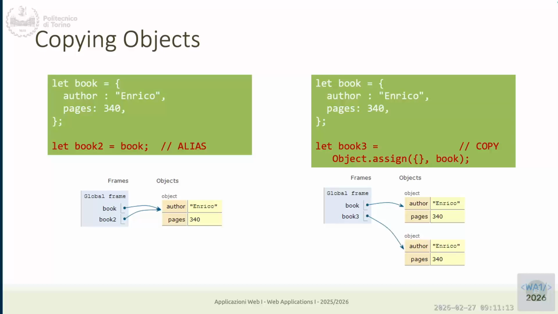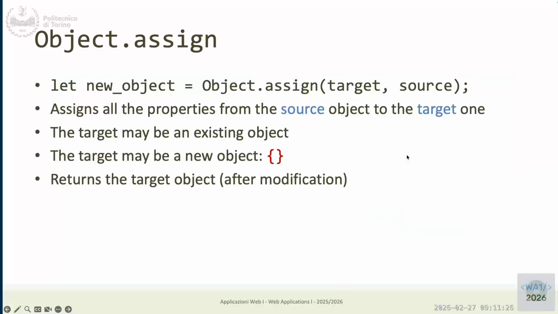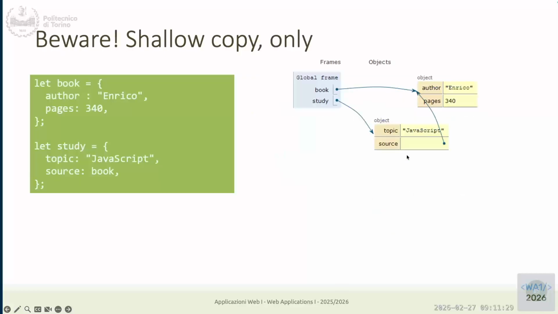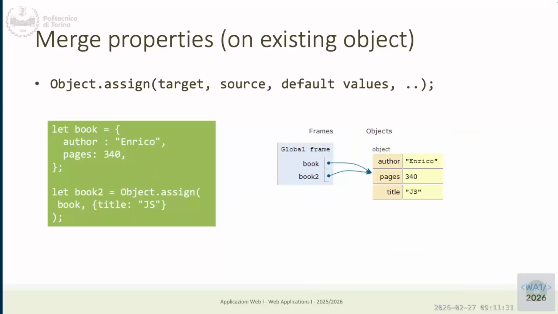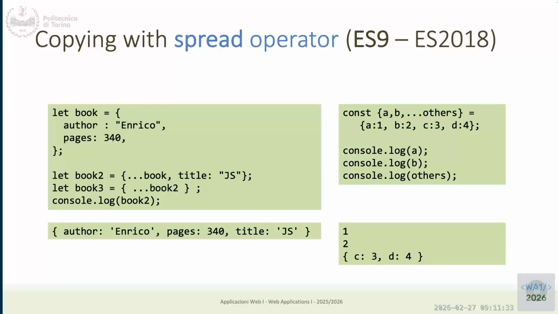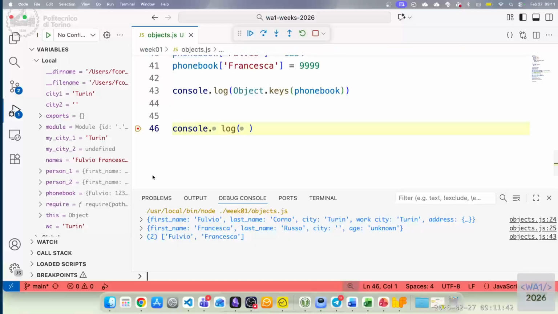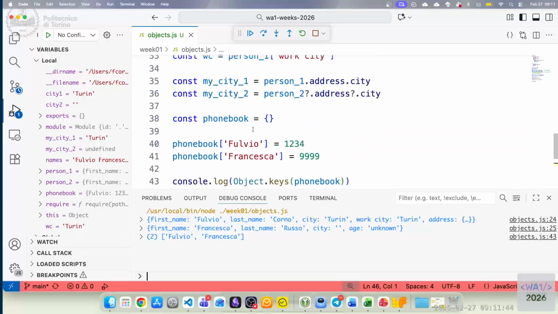But if we want to really make a copy, there are a few ways of doing that, of creating a new object with the same keys and the same values. Okay? One ugly syntax is this one, Object.assign, but we won't use it. We will use this other syntax with, again, the spread operator, the 3 dots operator. Let's do that with an example.